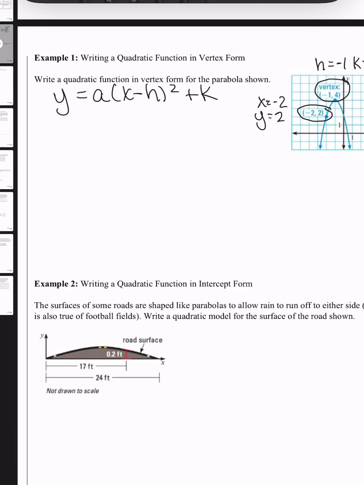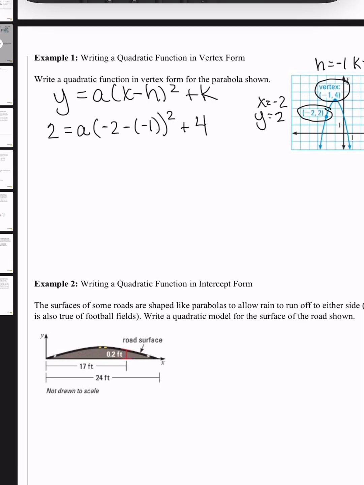So I'll start with plugging in 2 for y. I don't know a yet. I'm going to figure that out. Plugging in -2 for x. Subtracting, and now h is -1. I'll plug that in. Square all of that, plus k, which is 4.